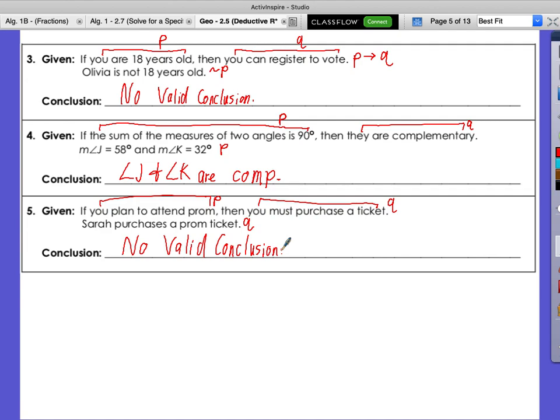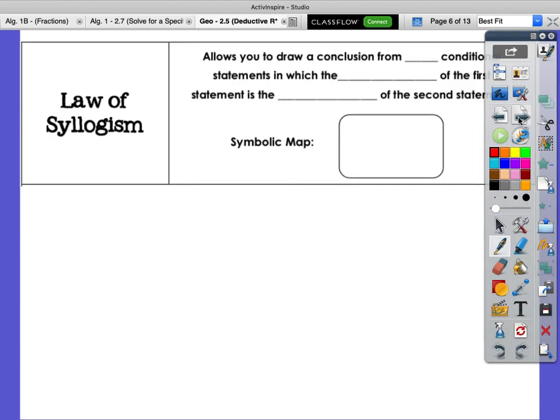Okay, so you might say, well, Mr. Carlson, if they buy a prom ticket, aren't they planning to attend prom? What if they buy a prom ticket for a friend? They might not be going to prom. Maybe they were just nice to their friend and bought them a ticket. Maybe they bought it and didn't go. Maybe they got sick. Who knows? Okay, so, continuing on.